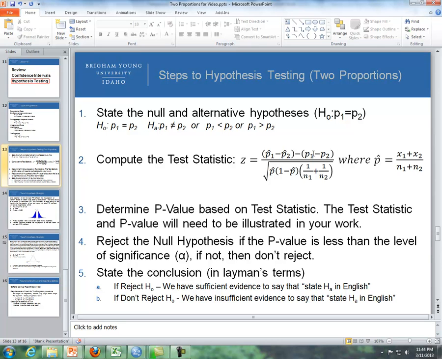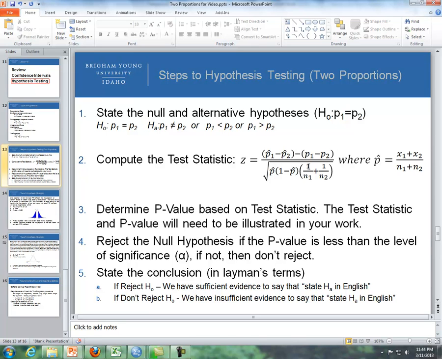Now notice here, this is a bigger formula for a z-score compared to one proportion. What we do is we take the sample proportion from the first group minus the sample proportion from the second group, minus the population proportion from group 1 minus the population proportion from group 2. But notice here, since our null hypothesis says that the two proportions are equal, these values here cancel out.